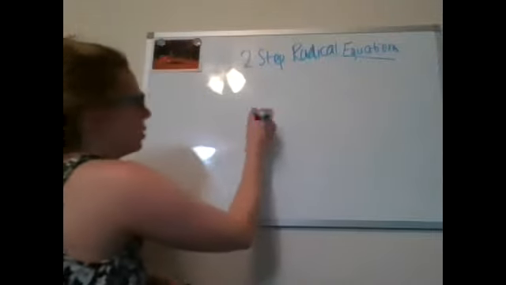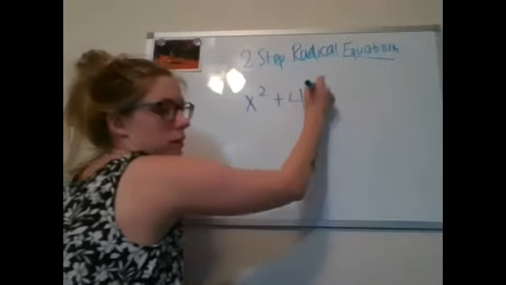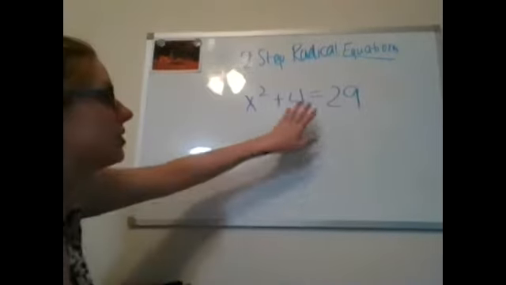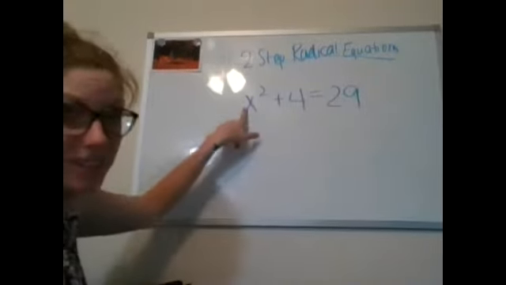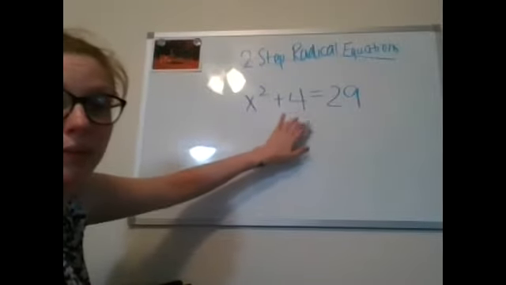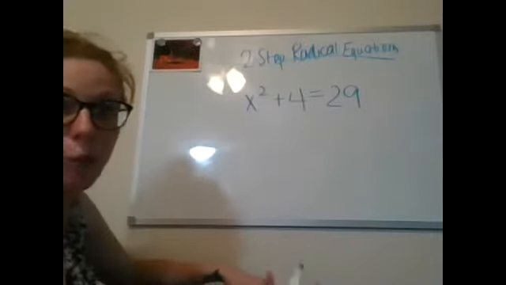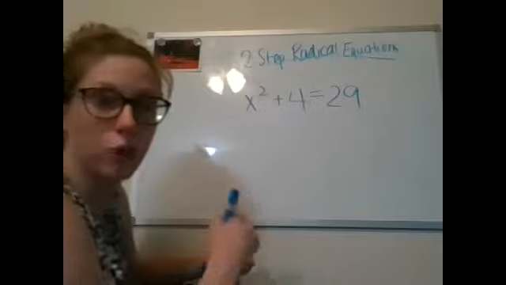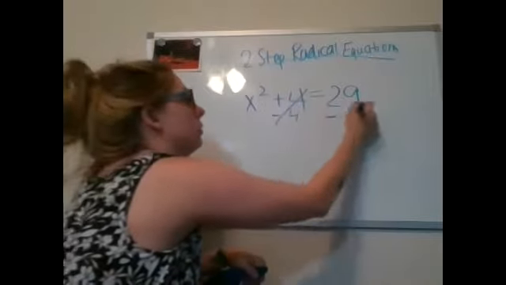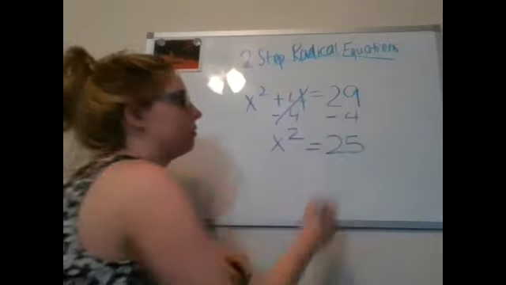Okay, let's try another one that looks just with an x squared also. Let's say we have x squared plus 4 equals 29. Again, because this 4 is not in parentheses with this x, it's on the outside, which means we're going to get rid of this first. So the opposite of adding 4 would be to subtract 4. So we're going to subtract 4 on each side. We do that here, they cancel. We do it here, we're left with x squared equals 25.